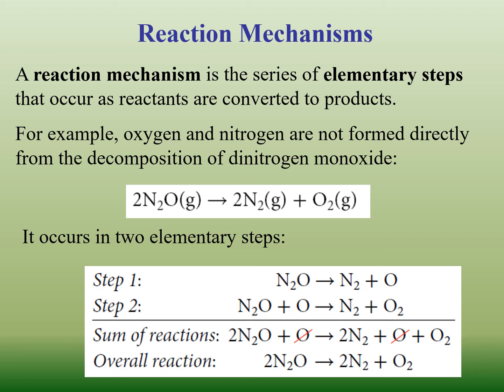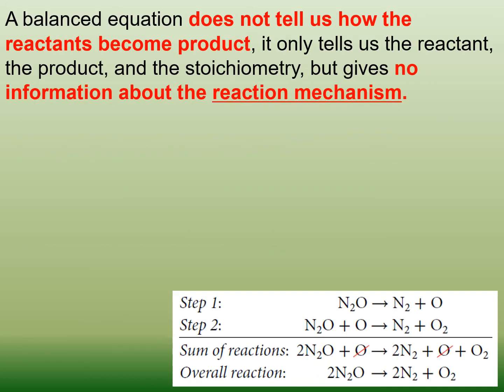The overall reaction does not show us the steps taken to get to it. A balanced equation does not tell us how the reactants become product. It only tells us the reactant, the product, and the stoichiometry. It gives us no information about the reaction mechanism.